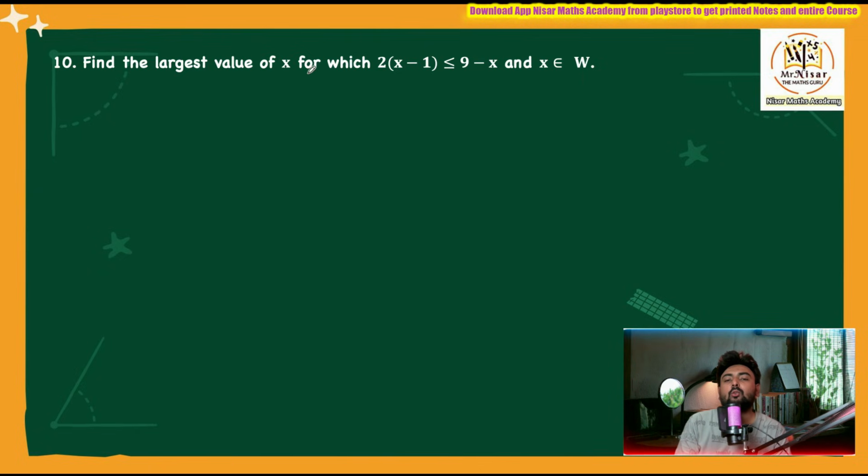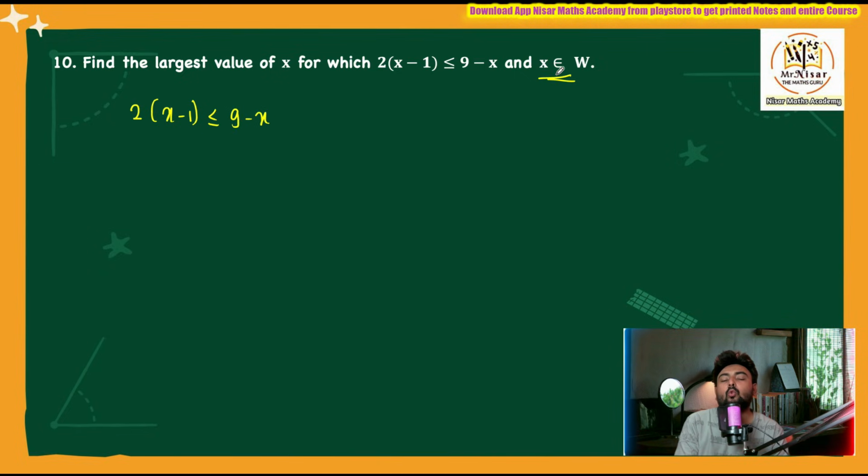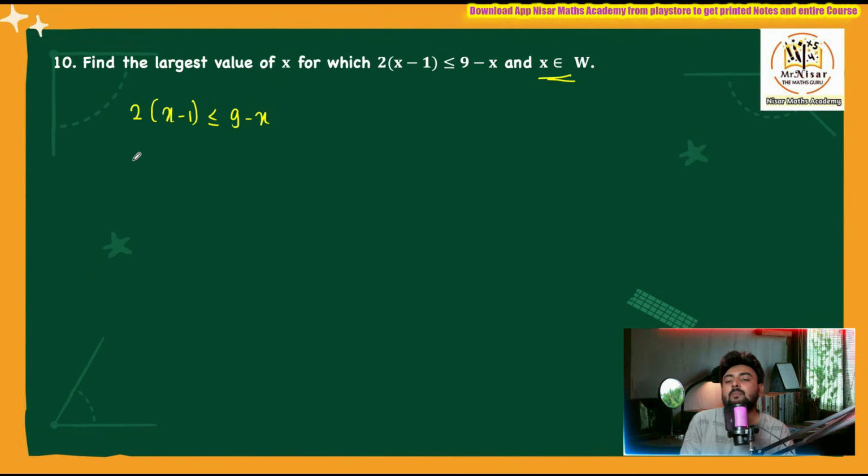Find the largest value of x for which, okay, 2x minus 1 in bracket. What we'll do, first we'll multiply this with the bracket. So I have 2x minus 1 multiplied by 9 minus x, and here it is given that x belongs to whole number, starts from 0. So just multiply 2 into x, it is 2x, minus 2 into 1 is 2. Okay, then less than equal to 9 minus x.